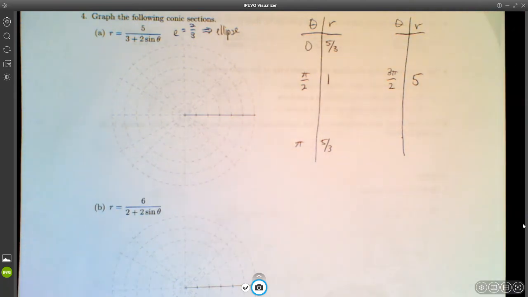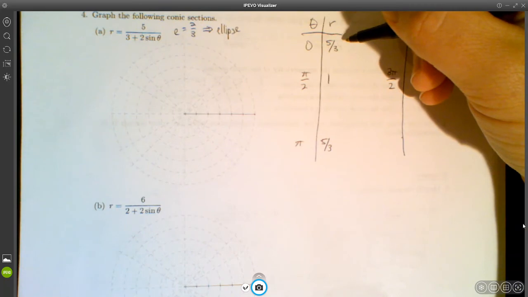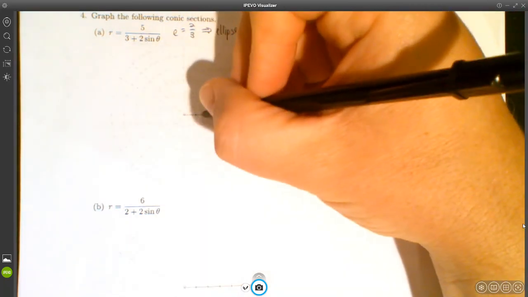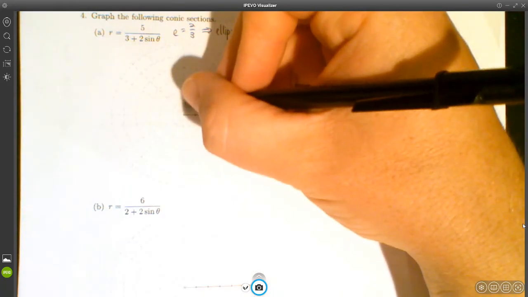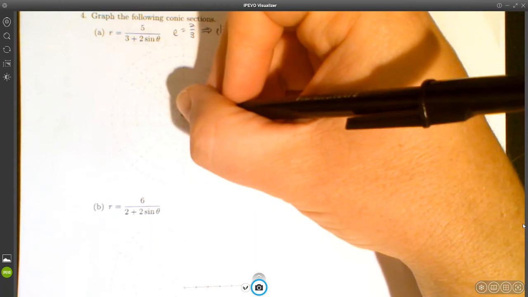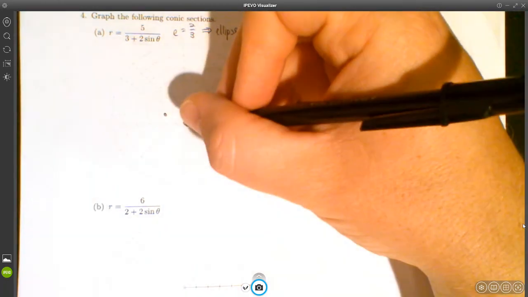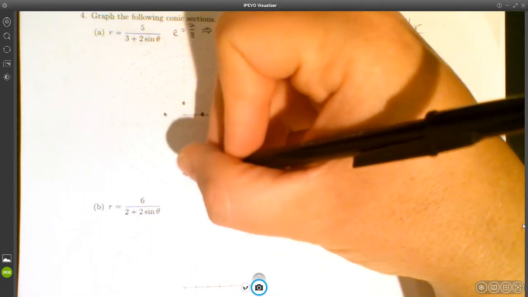Okay, so let's plot those points and see if it's making any kind of sense at all. So 0, 5/3. 5/3 is 1 2/3. So 0, 1 2/3. Then we have pi over 2, 1. And then we have pi, 5/3 again, 1 2/3. And then we have 3 pi over 2, 5. 1, 2, 3, 4, 5.